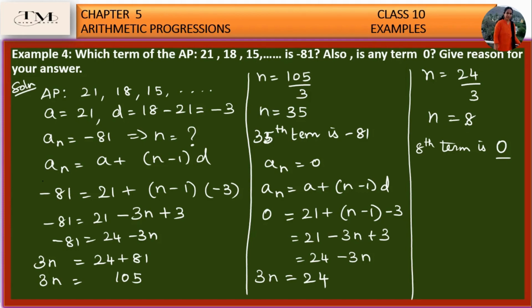Give reason means here n should be a counting number. n should not be in fractions or decimals. If it is a fraction or decimal, we cannot count. We count as the first term, second term, third term. If it is 1 by 2, we cannot count it as a half term. So it should be a natural number, that is, a counting number. If n is a counting number, then the term will be present. Okay, so 0 is present in this arithmetic progression.